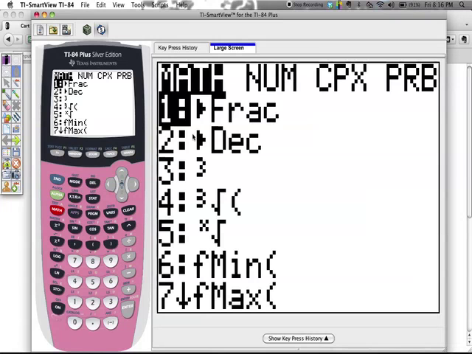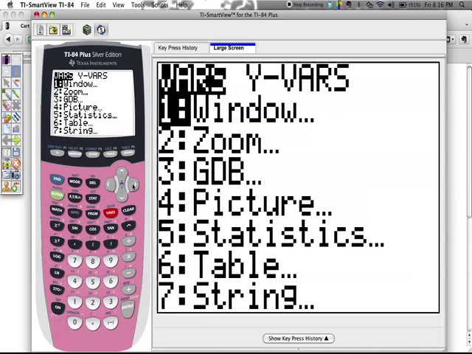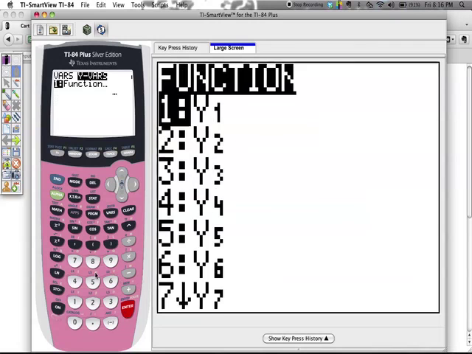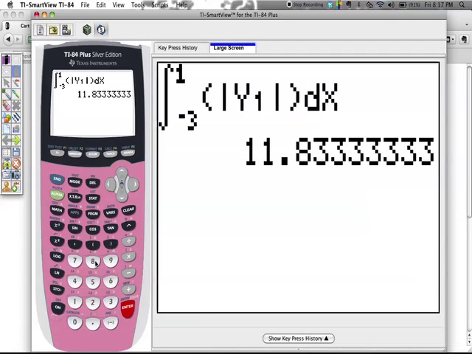I forgot to put my absolute value. So under math, I arrow over to number, select absolute value. Now I put my y1 inside the absolute value. I've got it punched in the way I need it. I push enter. 11.8 with a 3 repeating, that is 11 5/6 cubic units. On a calculator test, it's that simple.